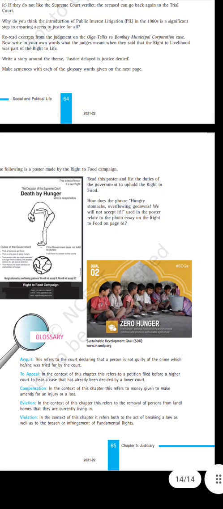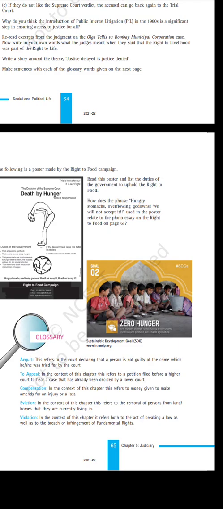Glossary. Acquit. This refers to the court declaring that a person is not guilty of the crime which he or she was tried for by the court. To appeal. In the context of this chapter, this refers to a petition filed before a higher court to hear a case that has already been decided by a lower court.